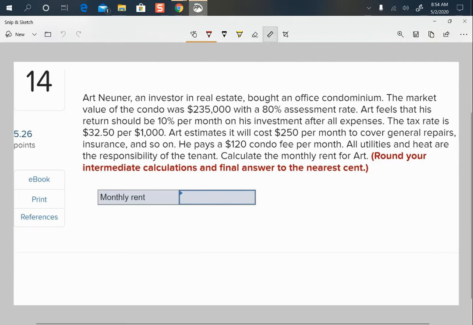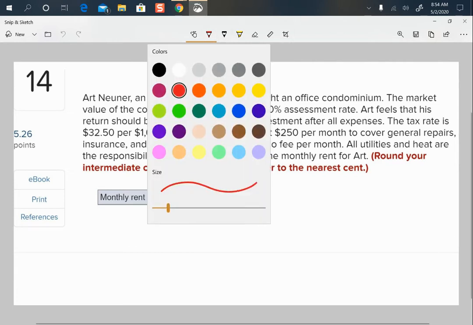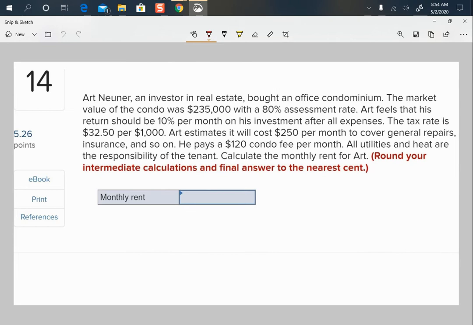So again, from what we know, the 80%. If you're looking at the tax base, if you're looking at the tax base, it is basically 80% of the market value, which is 235,000. And therefore, in this example, the tax is going to be based on $188,000.